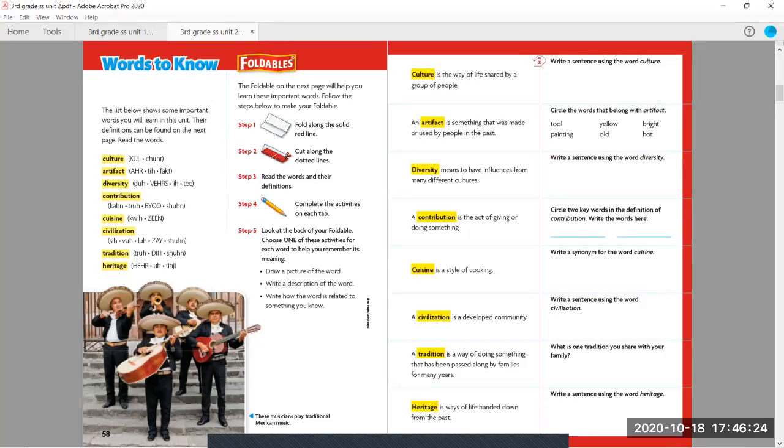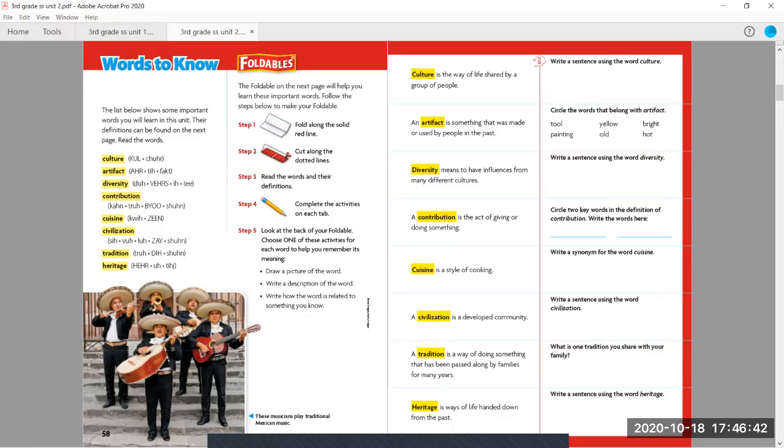Cuisine is a style of cooking. So when we're talking about the cuisine of a certain culture, we're talking about the food or the way they cook their food. So what is another word for cuisine? It's one I just told you. Cuisine is a style of what? A style of cooking.